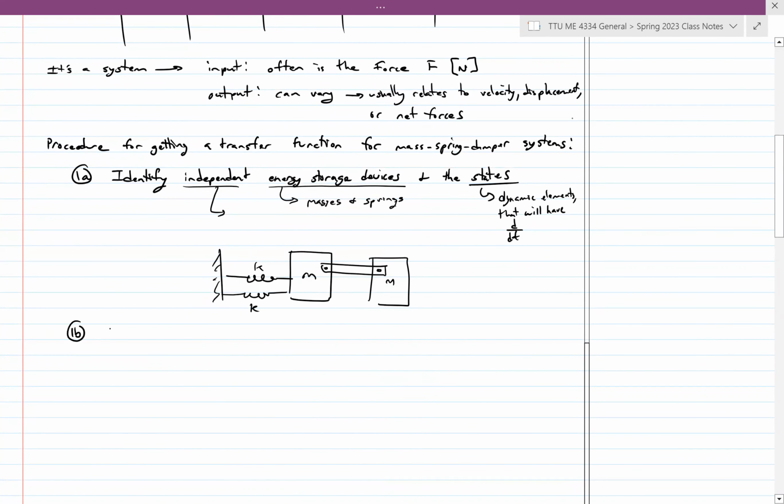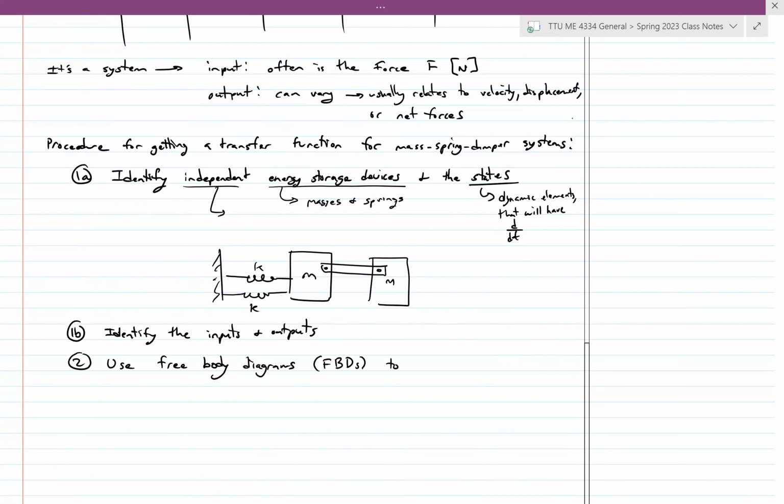Step 1B is to identify the inputs and outputs, which will usually be obvious or given to you. Step 2, use free body diagrams to write out Newton's second law, with all the spring and damping and all the external forces acting on the system.